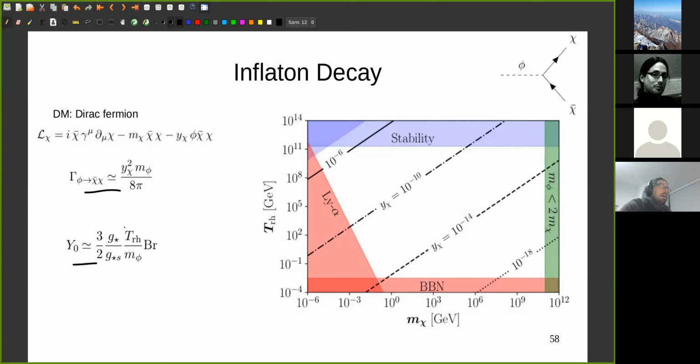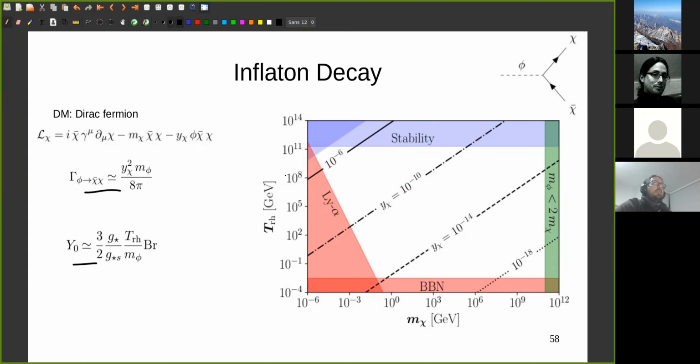We have a strong dependence on T reheat, because you have to keep in the back of your mind that these are all UV dominated processes. So the bulk of the dark matter production happens at the highest temperature reached by the thermal bath. In particular here, it will have a strong linear dependence on the reheating temperature, but also on the branching ratio and the inflaton mass.